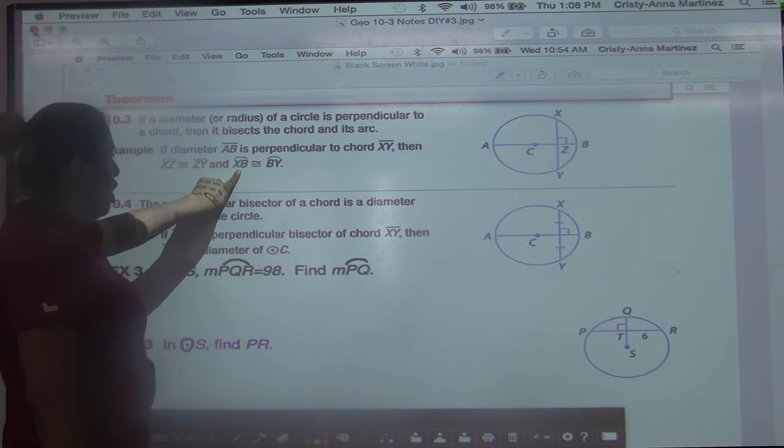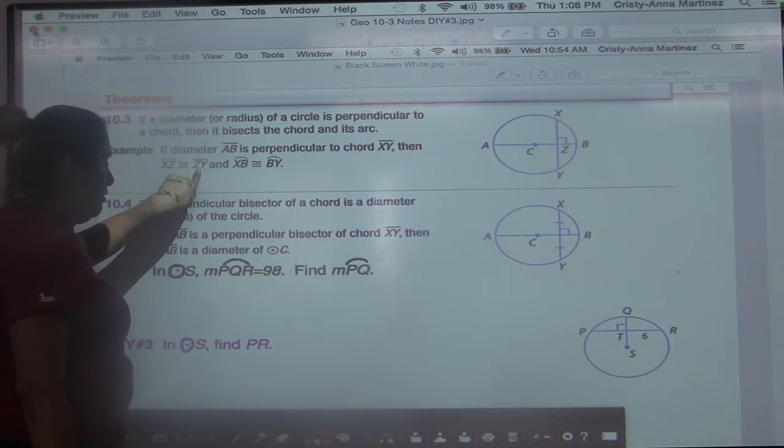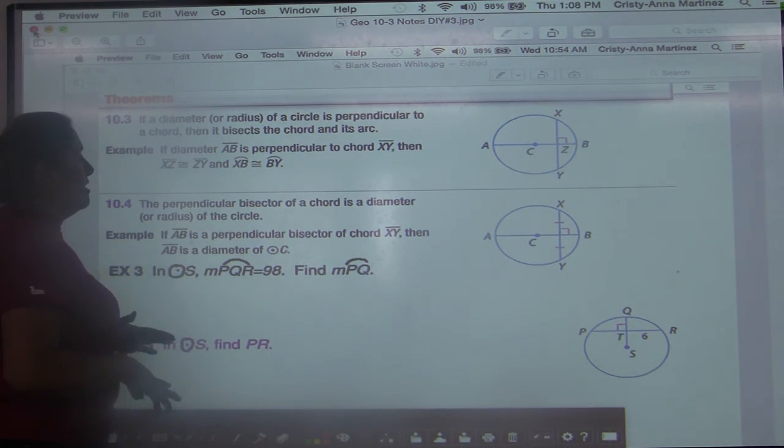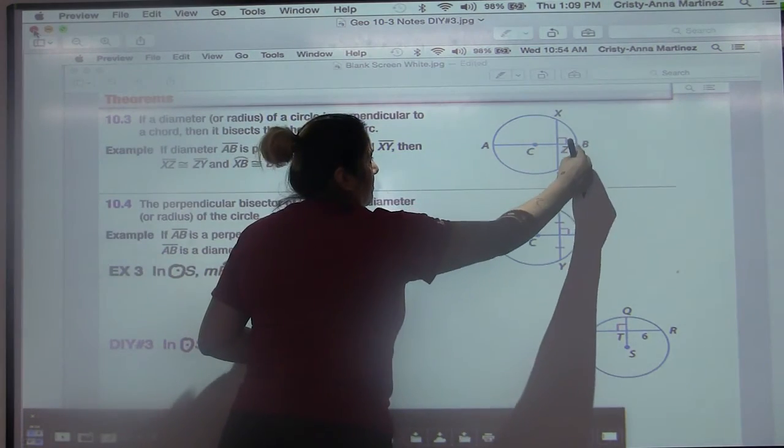Now this is an arc symbol versus a chord or a segment symbol, okay? Remember that a chord is a segment. So the diameter, if it's perpendicular to the chord, is going to bisect the chord itself and also bisect its arc. So that's what it's talking about, the XB to BY part.